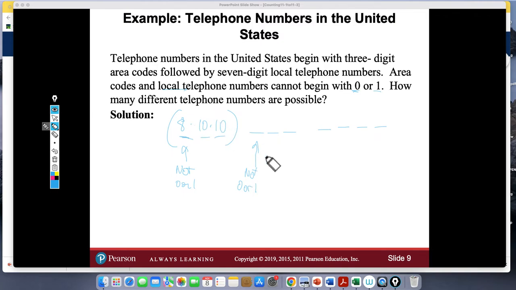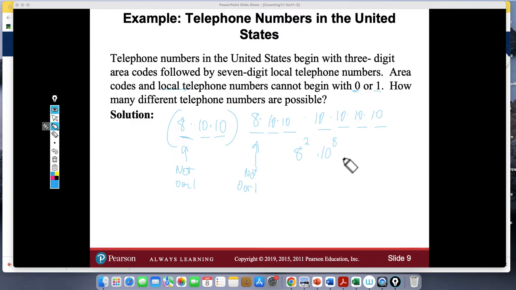When we get back to the local code, we can't use 0 or 1, because if you're calling within the code, you don't need the area code. And then again, we've got 10, 10. All of these are 10s, right? And we just multiply them all together. Or we could say, well, there's 2 8s, so 8 to the second power. And then how many 10s are there? There's 1, 2, 3, 4, 5, 6, 7, 8. So that's 10 to the 8th power.